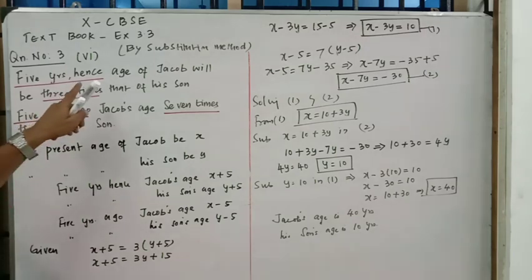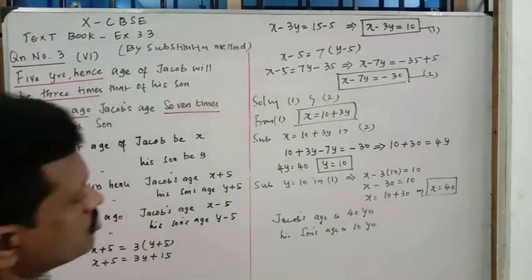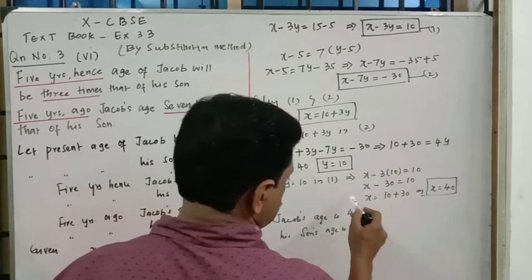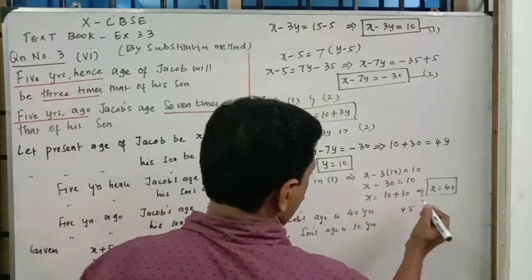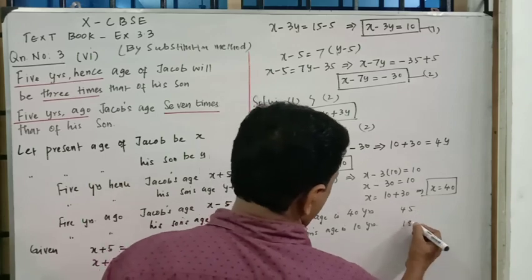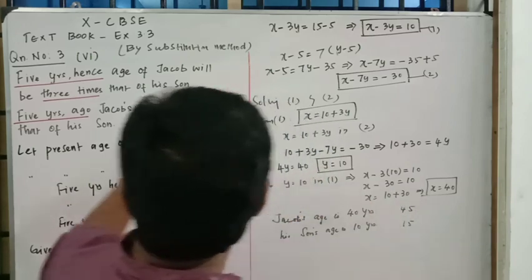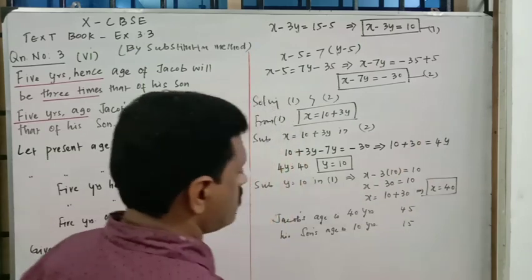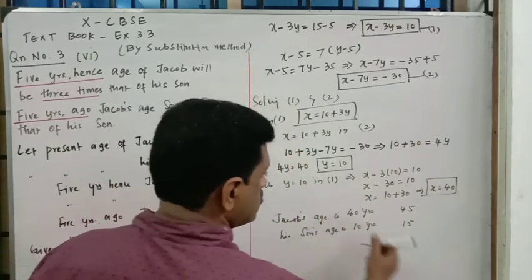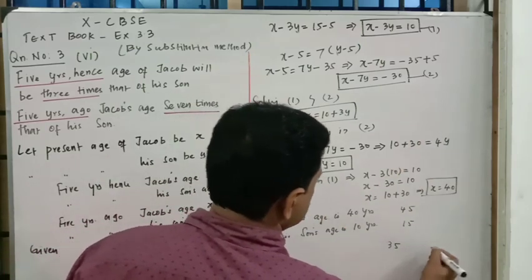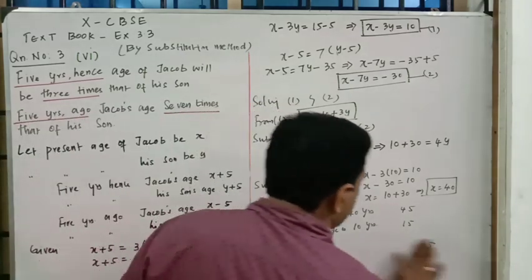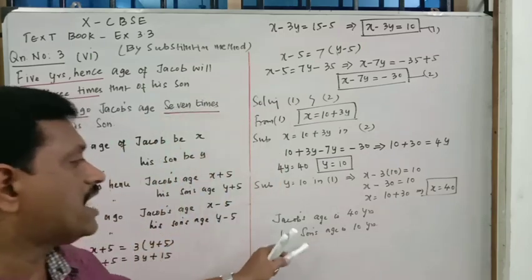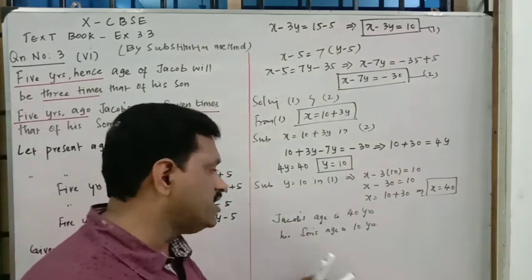You just compare, verify this. First condition, 5 years hence. Present age of Jacob is 40, this is 10. 5 years hence his age becomes 45, this is 15. So 3 times, 3 15s are 45, right? 5 years ago his age is 35, his son's age is 5. So 7 times. So both the conditions are verified. So Jacob's age is 40 years and his son's age is 10 years.